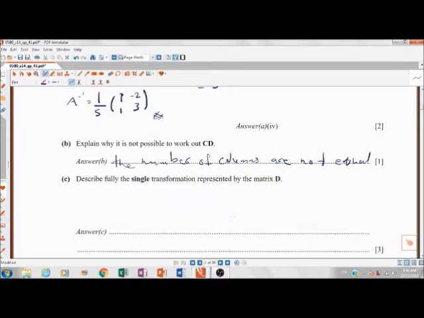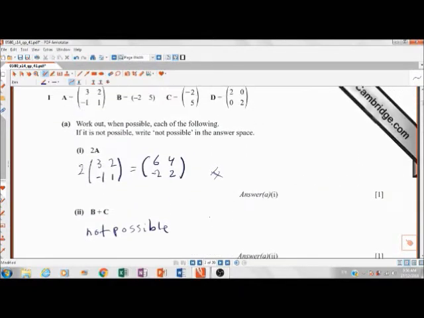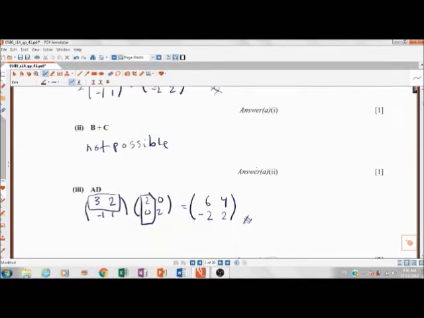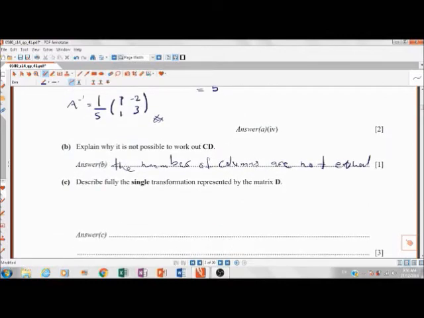Describe fully the single transformation represented by the matrix D. Let's see the matrix D. That's an enlargement. Enlargement factor 2, center 0. So enlargement, factor 2, center 0.